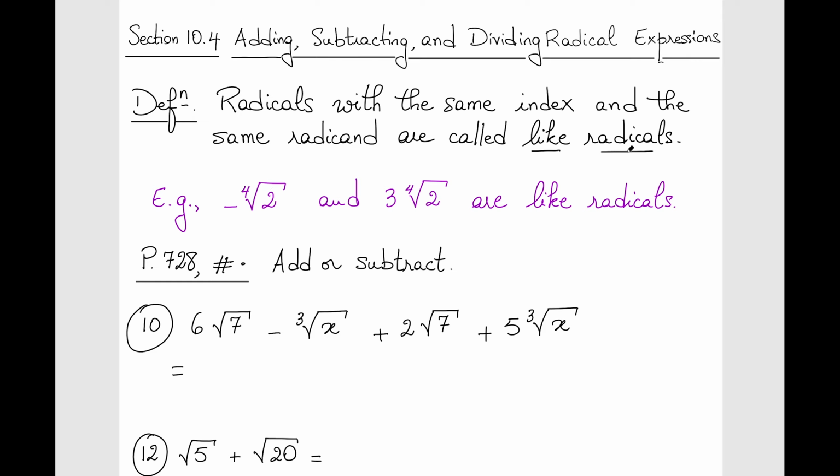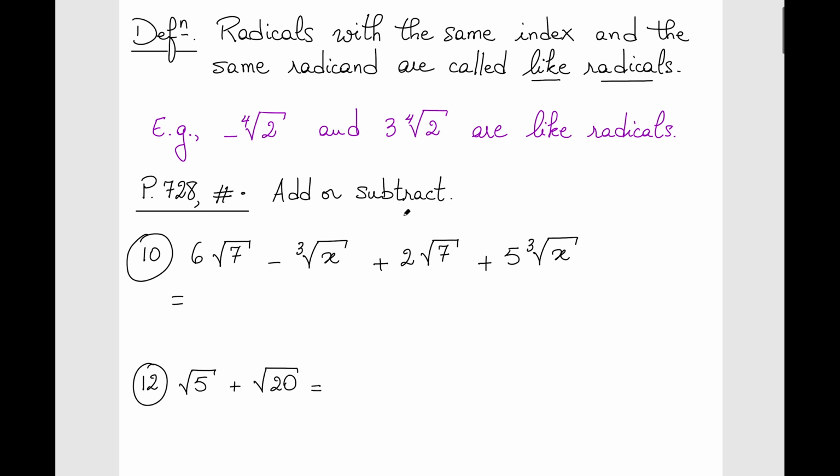are called like radicals. So if you have two radical expressions with the same index and with the same radicand, then they are called like radicals. For example, the minus 4th root of 2 and 3 times 4th root of 2 are like radicals. It's like an image, right? Think about this thing as an image. This image and this image are the same, right?